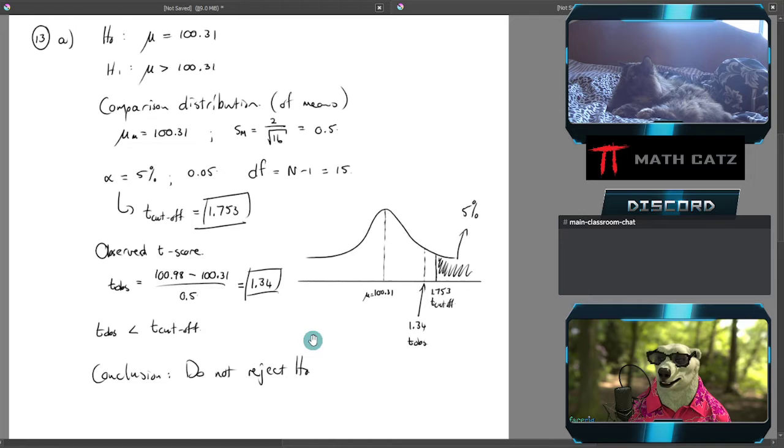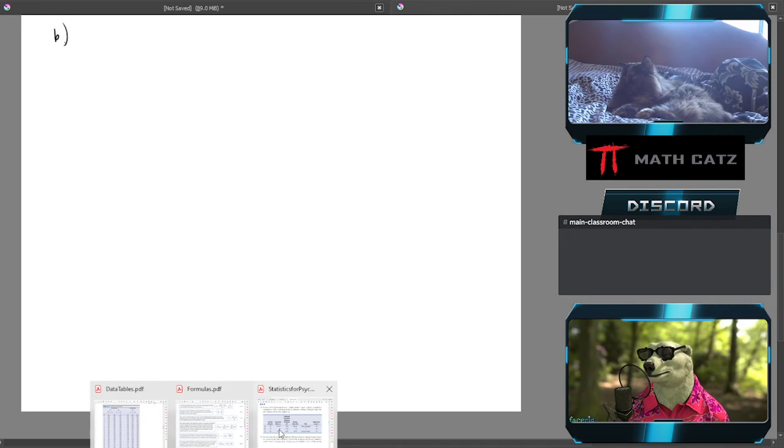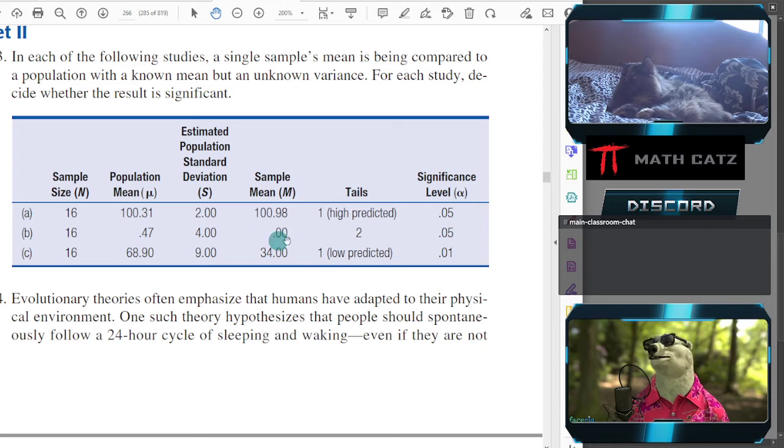Let's practice that one more time with a two-tailed test. I think I can squeeze it in here by looking at B. Let's look at B. Very similar. We have a sample of 16 again. We have a population mean of 0.47. We estimated the standard deviation as 4. We observed a sample mean of 0. We're testing two tails, same significance level.